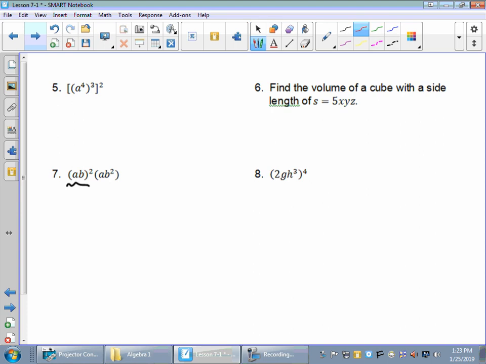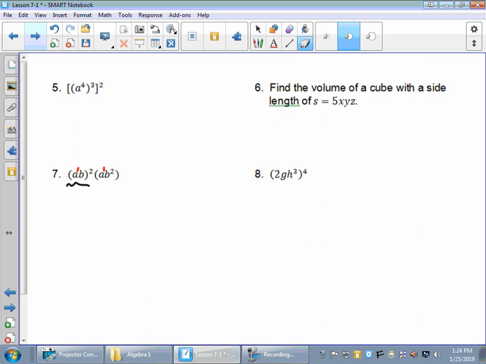Remember, if there's nothing in front or above it, there's a 1 there. So how many a's do we have? We have basically a to the first, a to the first. So we're going to keep the base number a. We're going to add the exponents, and we'll get 2. Oh, I'm sorry. My bad.